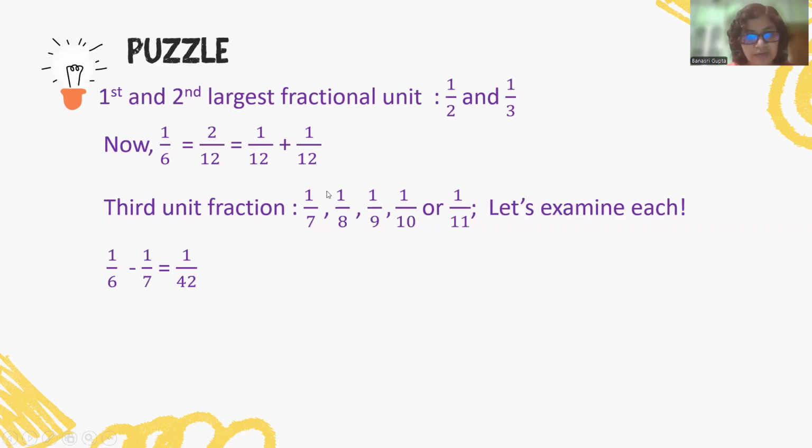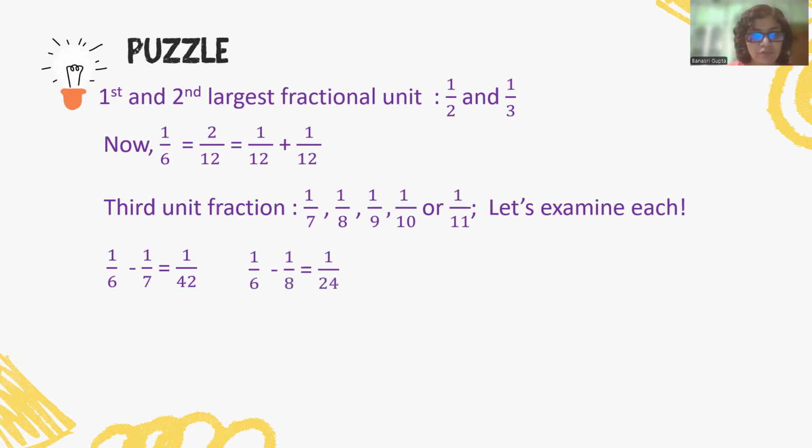So if we fix it at 1/7, then we subtract it from 1/6. If we are getting another unit fraction, then this is a valid case. So if we subtract 1/7 from 1/6, we get 1/42. So this is also a unit fraction. So this is a valid case.